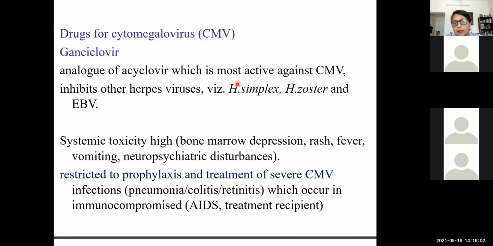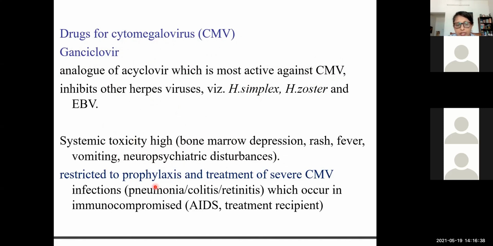It can also inhibit the herpes simplex, zoster and Epstein-Barr virus, but the main action is against cytomegalovirus. CMV means cytomegalovirus. So ganciclovir is effective for cytomegalovirus, but its toxicity is bone marrow suppression, and also neuropsychiatric disturbances. That is one important toxicity, isn't it? Bone marrow suppression. It is a drug for CMV, for the prophylaxis as well as treatment of cytomegalovirus.